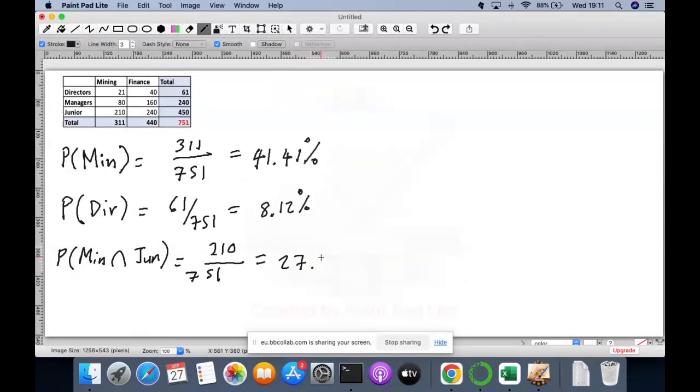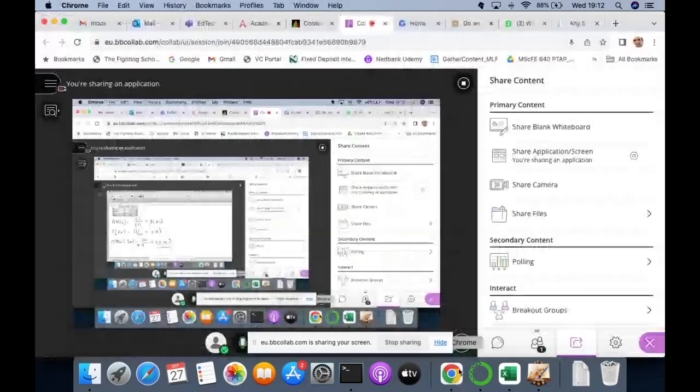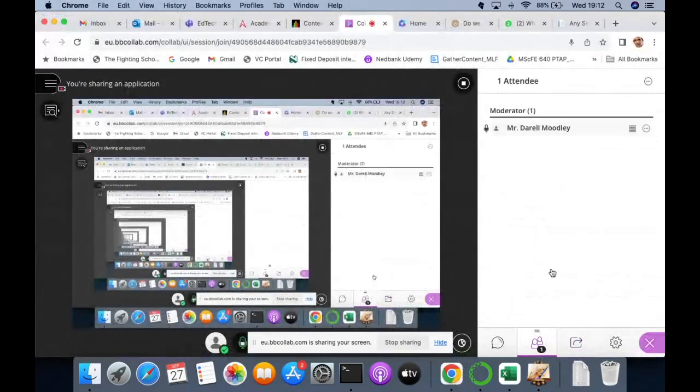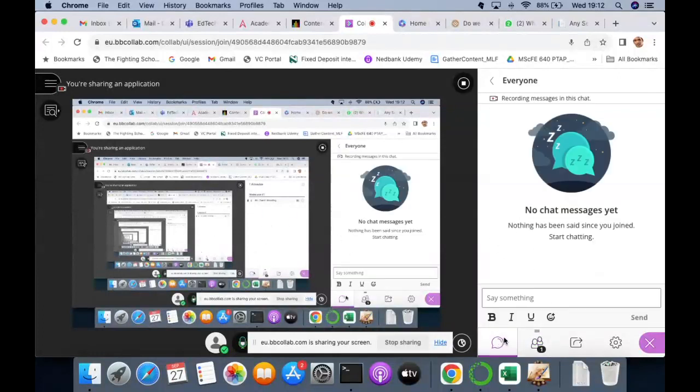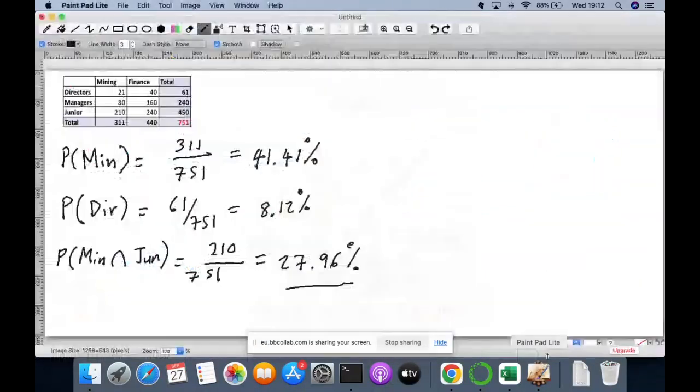We'll check the chat now. I think I got a message. That's joint probability. Okay, let's see where we are. Oh, no messages. Okay, let's go back.